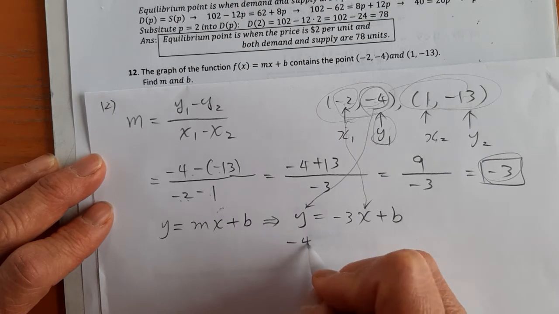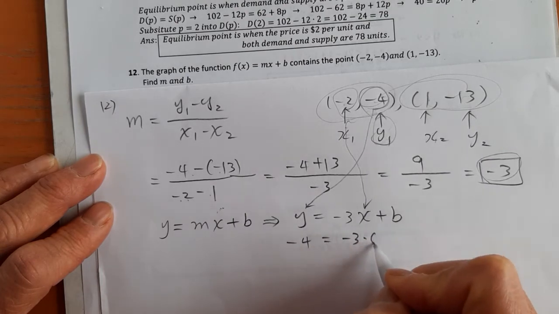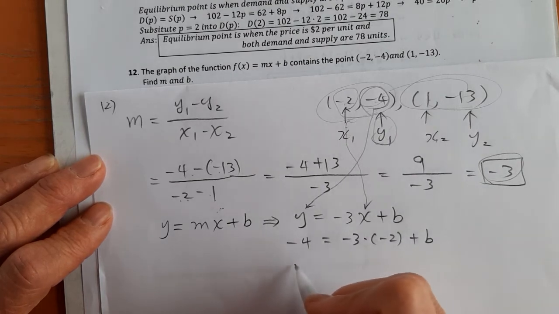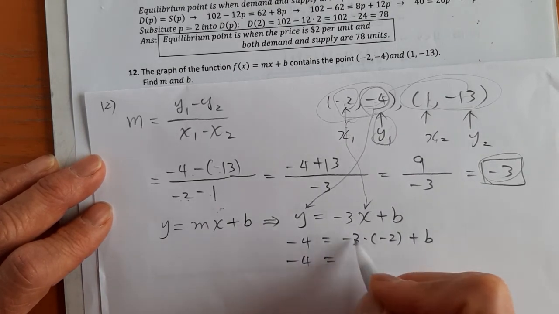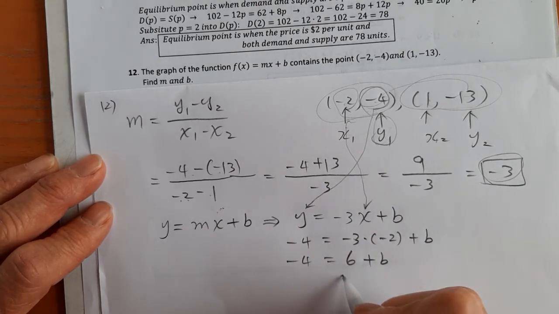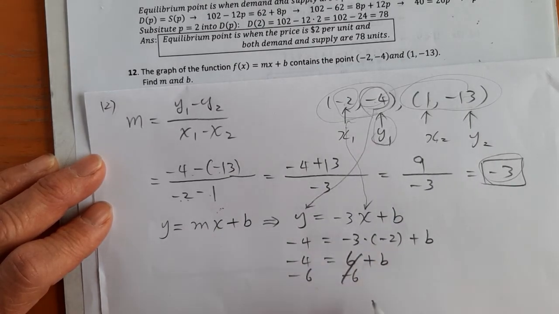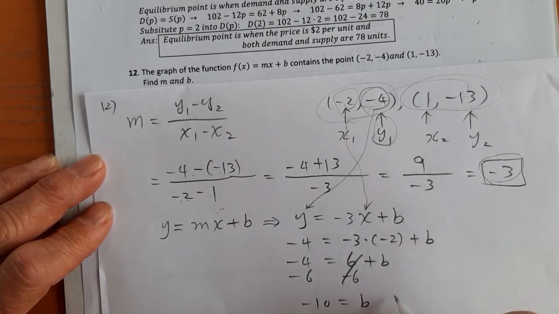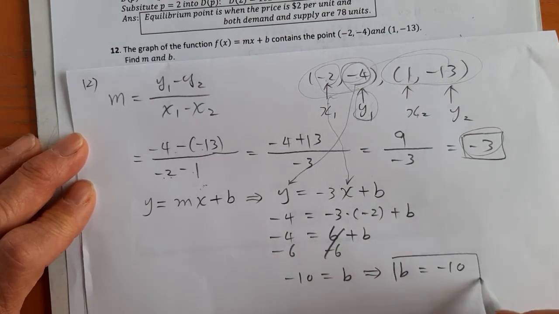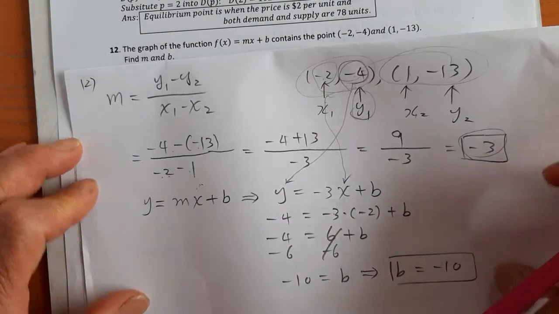So we get -4 equals -3 times x, which is -2, plus b. Then you get -4 equals 6 plus b. Then you subtract 6 from both sides, and you get -10 equals b. So b equals -10. So this is the second way to do it.